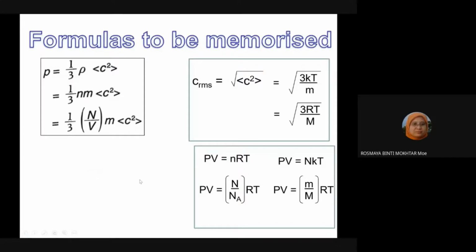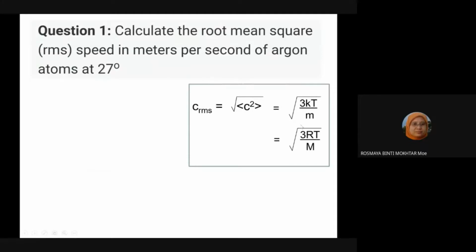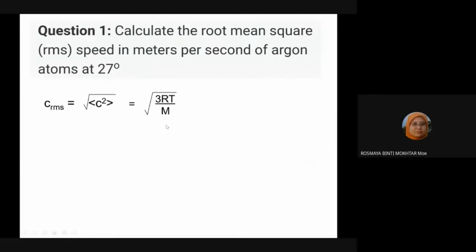Then we try a question for the RMS speed. Calculate the root mean square speed in meter per second of argon atoms at 27 degrees. From these two, you can choose either one, it's up to you. Let's say we choose the square root of 3RT per M. So we just substitute the values of R, 8.31 or 8.314. Then the temperature here, 27. Don't forget to convert to Kelvin, so plus 273.